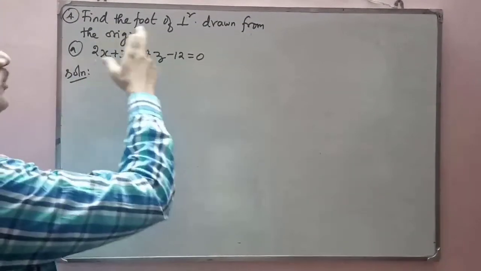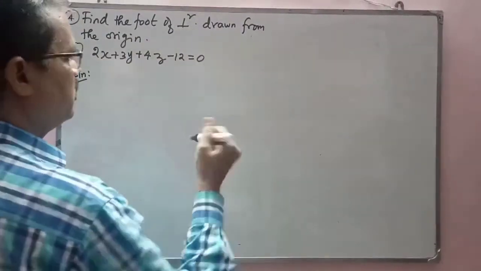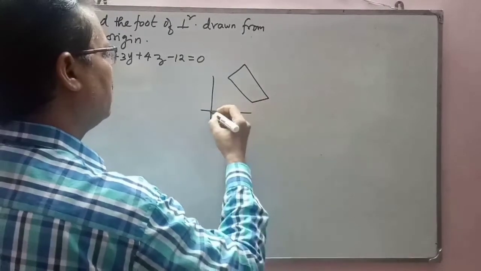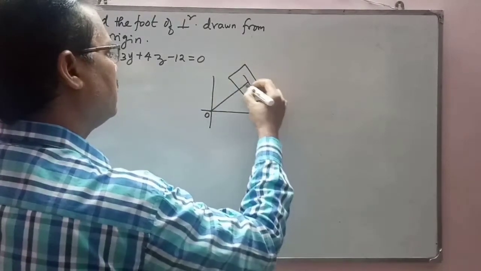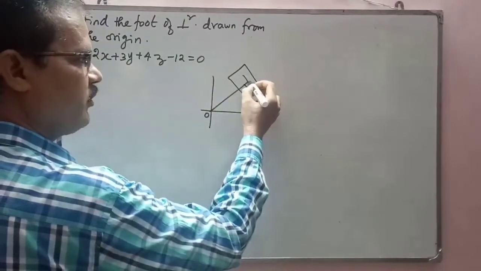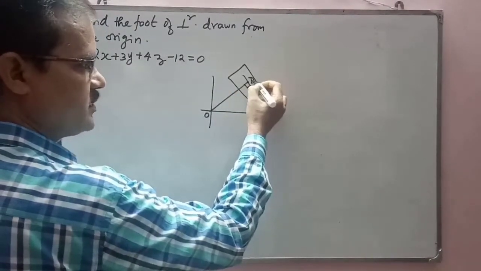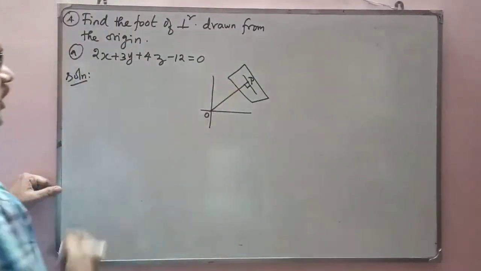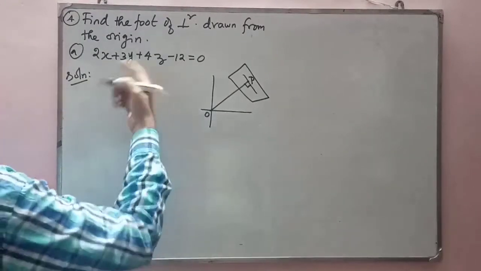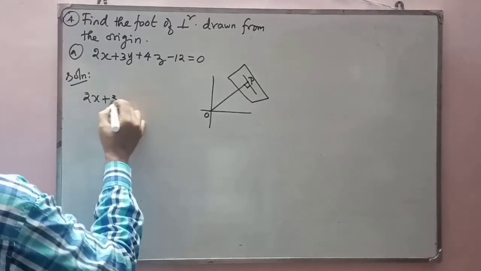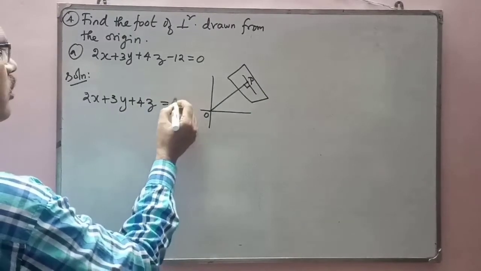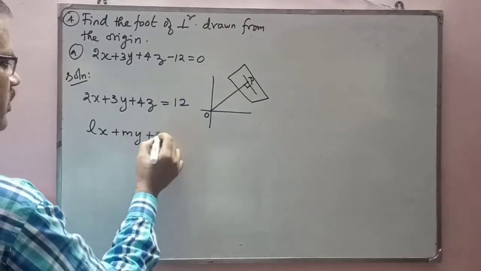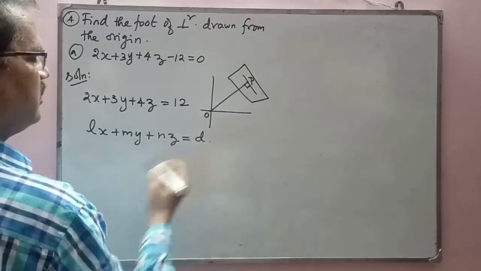See this question, children. Find the foot of the perpendicular drawn from the origin. You have your plane. This is the origin, and this is the perpendicular. You need to find the foot of the perpendicular, which I mark as P. You are trying to find the coordinates of the point P. Now let us write this equation. We will convert this equation to the normal form. How to convert it to normal form? The normal form is Lx plus My plus Nz equals D.